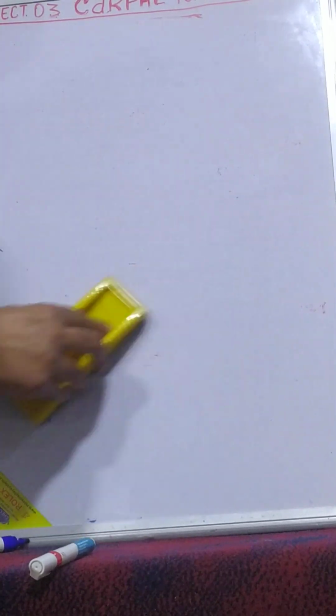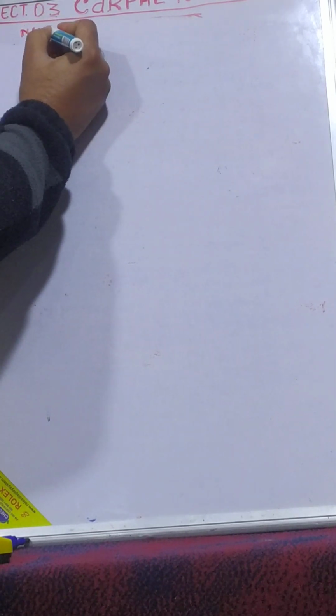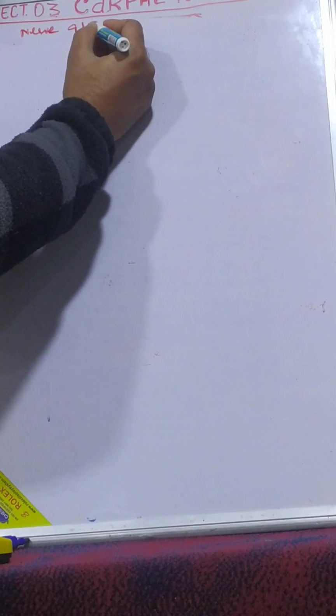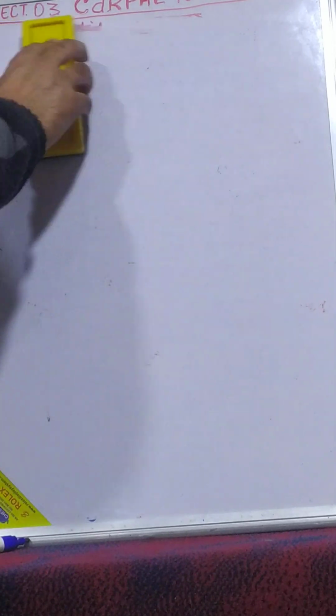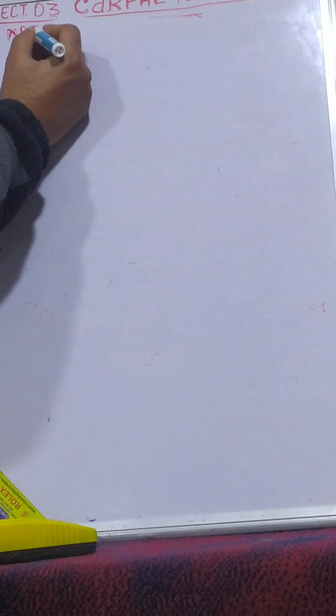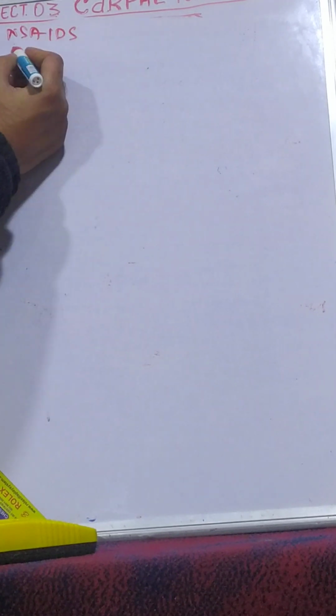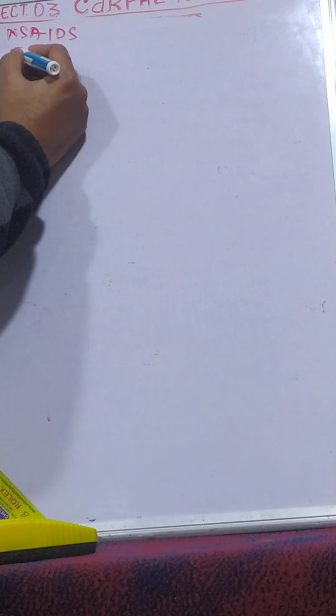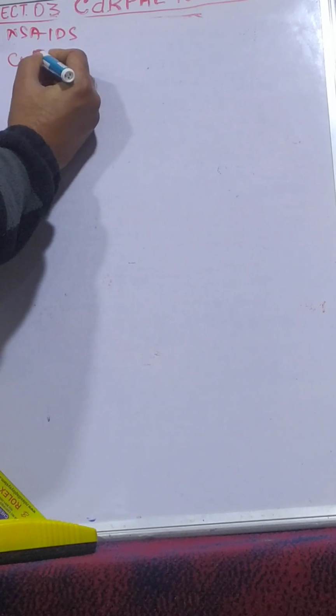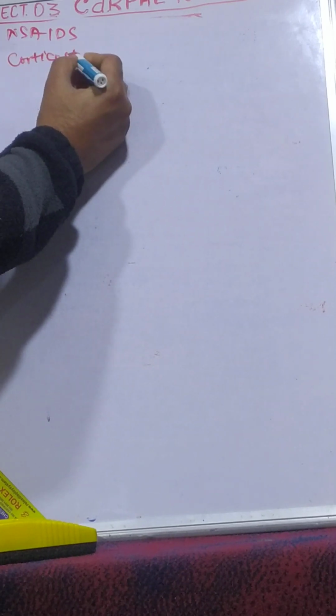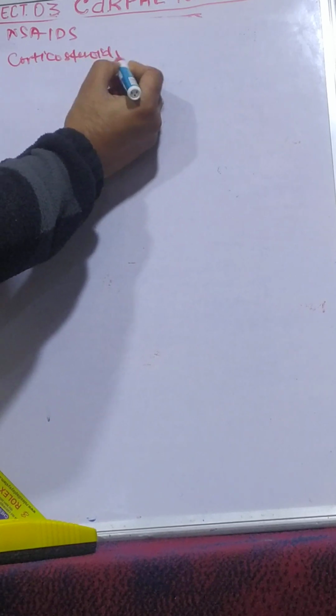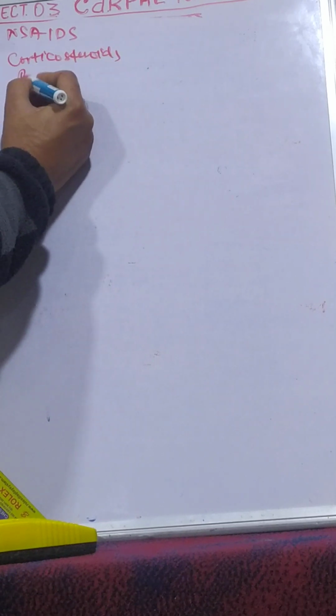Now, treatment. Nerve gliding. First, I should go for the medical treatment. NSAIDs, corticosteroids, pyridoxine.